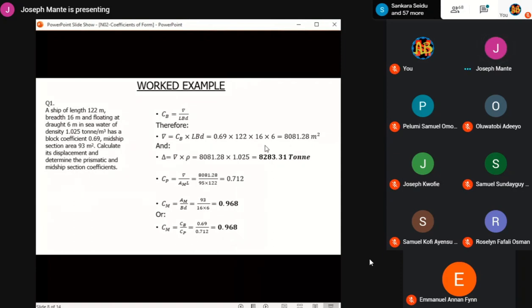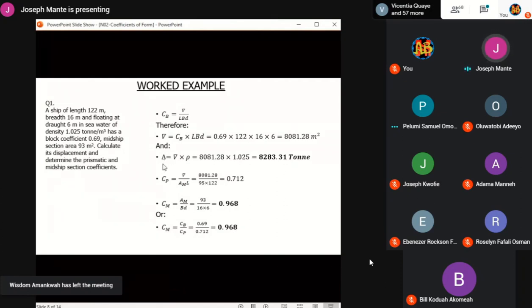Now, density is equal to what? Density is equal to mass over volume. And here we can say that the displacement is the mass of the vessel. The displacement is the mass of the vessel, and the volume we have already calculated. So now with displacement, you make the mass the subject. The mass of the vessel is equal to the volume displacement times the density. You already know the volume displacement, and they have also given the density, which is 1025. So you multiply that to get the displacement.